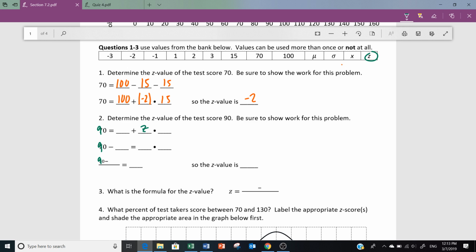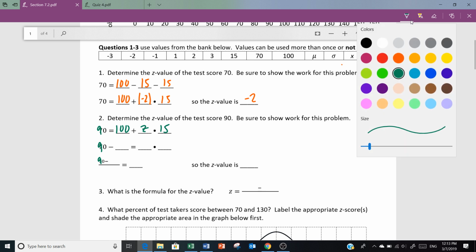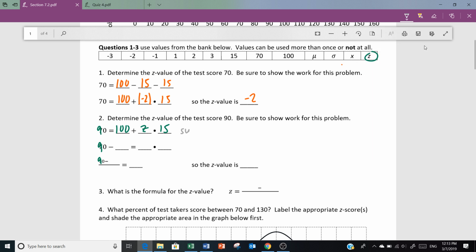Did the mean and standard deviation change? No. So same thing as before with the 100. We know the 100, we don't know the z, we know the 15. So then I'm going to subtract 15 from both sides. Sorry, I don't want to subtract 15 from both sides. I want to subtract 100 from both sides. So this should be 100.